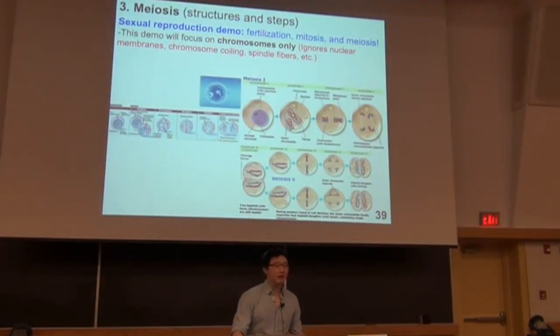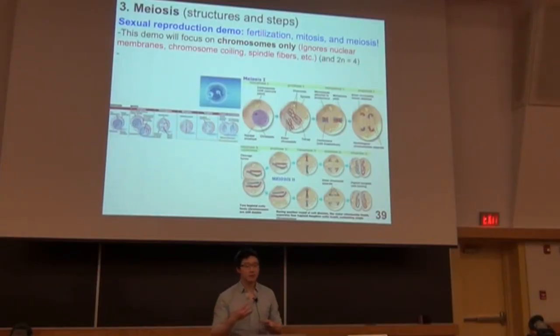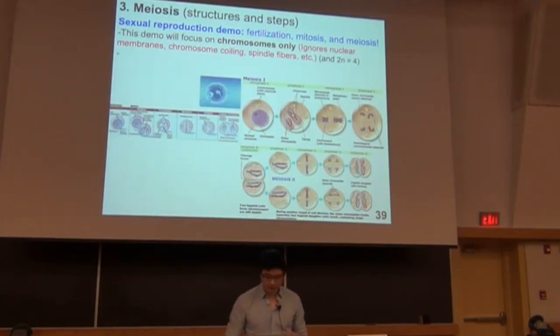Also, to keep things simple, I'm not going to have 46 chromosomes in the human cell. I'm just going to have 4. So in this example, the diploid cell will have 4 chromosomes, 2 homologous pairs, right?